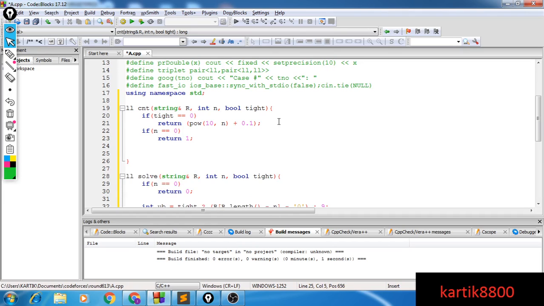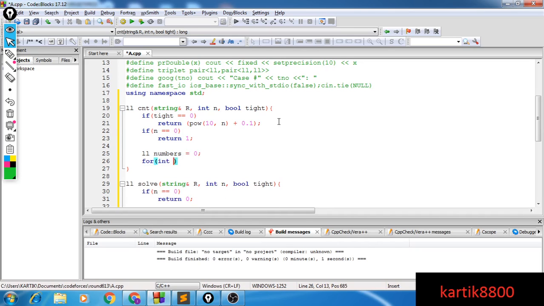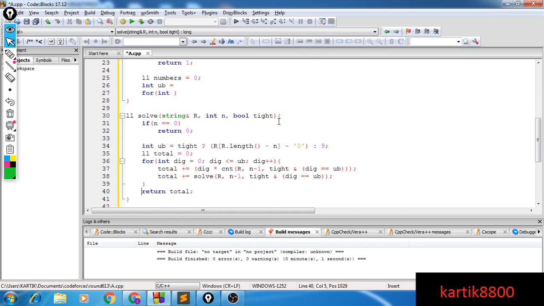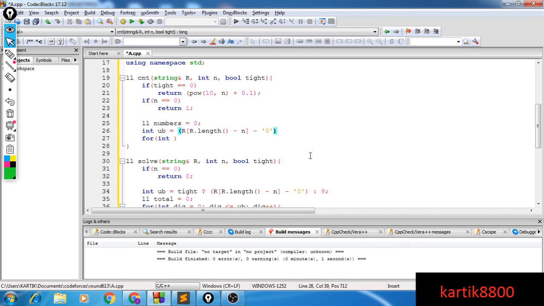Now if tight was not equal to 0, that means tight is equal to 1. You need to pay regard to r. So let's say count of numbers, ll numbers equal to 0. You try putting in every digit at this particular position. Let's say integer ub equal to, ub's thing remains the same. The largest digit I can put at this particular position equals this. Tight is definitely equal to 1, so I don't need the conditional. Now I'll try putting in 0 up till ub.